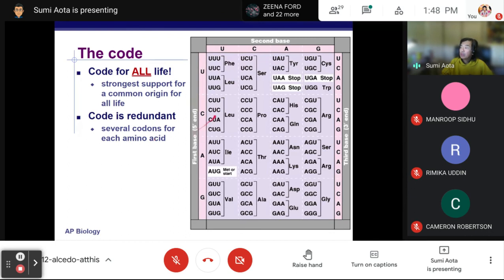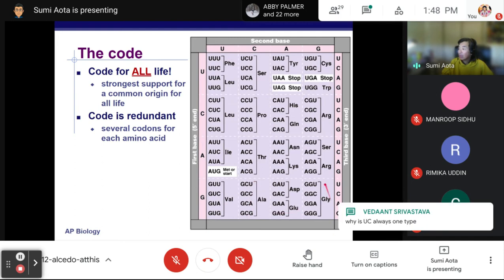Several codons exist for each amino acid. Leucine's really got a lot. It's got 6. Threonine has 4, valine has 4, alanine has 4, glycine has 4. Some of them only have 2. Arginine has 6, 4 here and 2 down here.